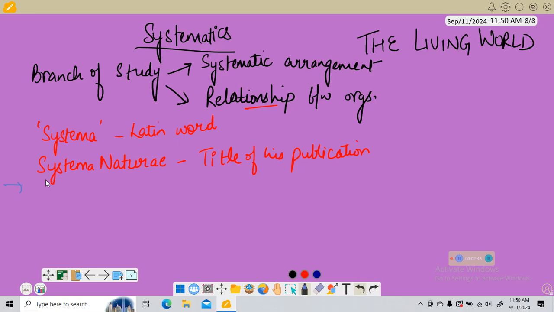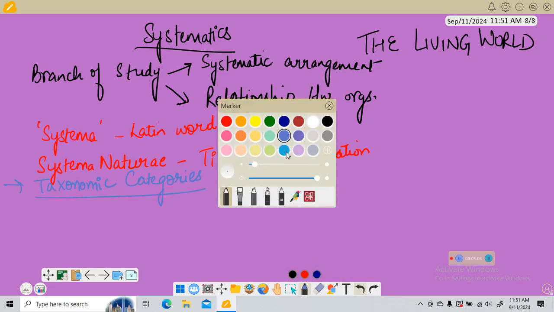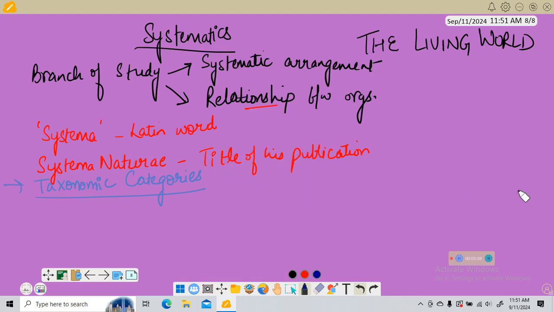Then comes the taxonomic categories. So taxonomic category, the category is a part of the overall taxonomic arrangement. So all categories together constitute the taxonomic hierarchy.